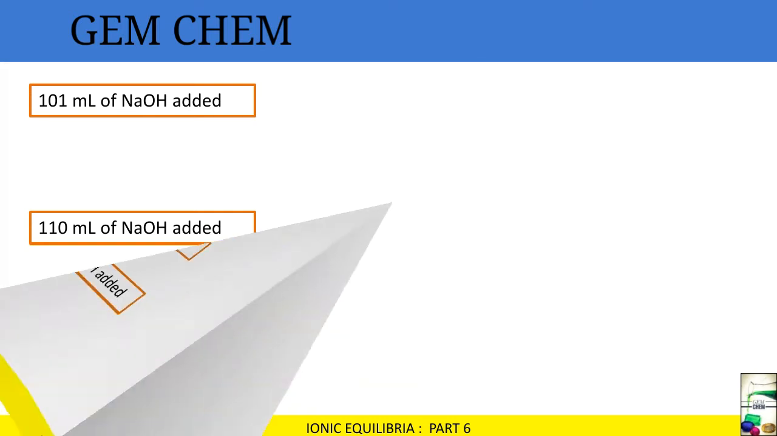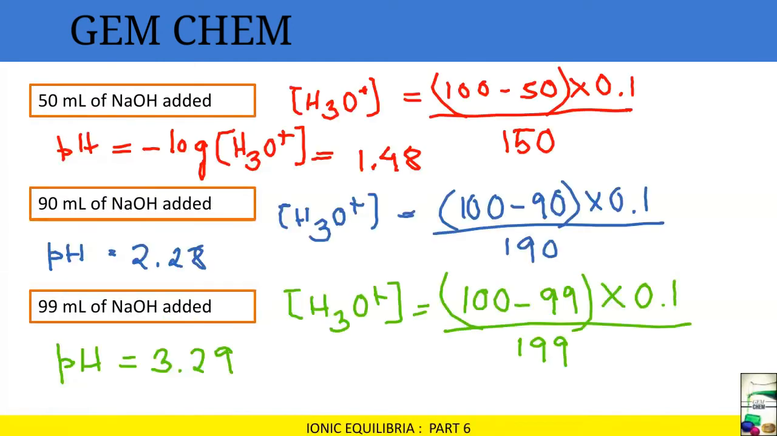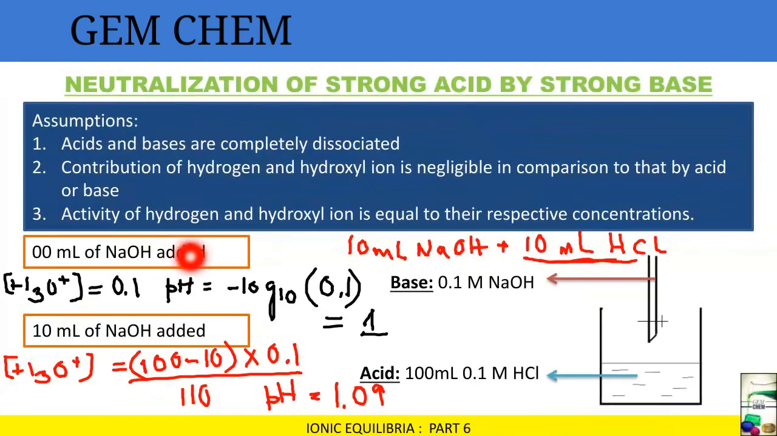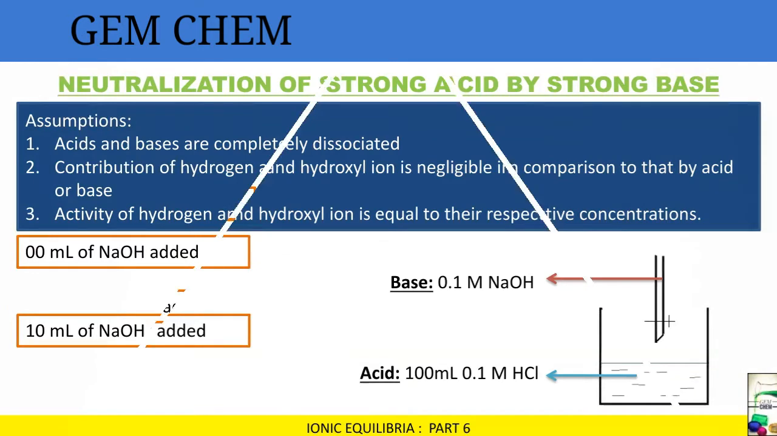Now we have got the pH at different volumes added, right? So we have seen from the start up to here. These pH values will be plotted along with the volume of NaOH added in a graph, and from there we can understand what kind of indicator can be used for this titration. Okay, so let us see the graph.